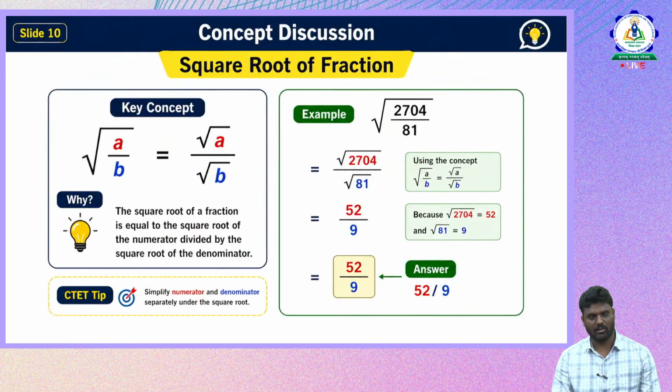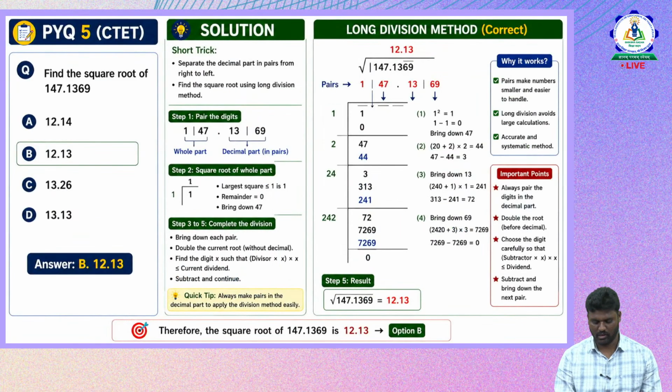So which is the concept we are applying here? The concept is that the square root of a fraction is equal to the square root of the numerator divided by the square root of the denominator. So that is root a by b equals root a by root b. So this value will be the same. Okay, so that is the one example which we have discussed.